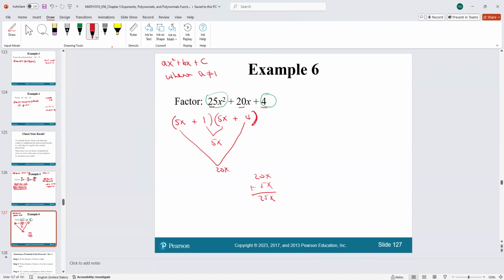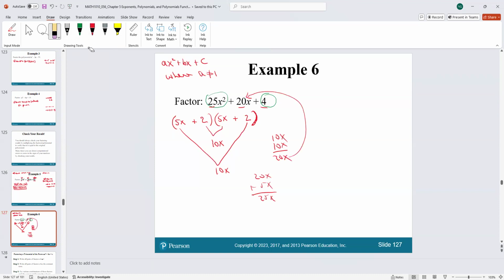I need to make sure that the sum of these products gives me 20x, the term in the middle. But that's not the case if I do 1 times 4. I'm going to try 2 times 2. For what two factors when you multiply give you 4? It is 2 times 2. I know 2 times 5 is 10x, and the other 2 times 5 is 10x. Now, if I take 10x plus 10x, it gives me 20x, which is the term in the middle right there.